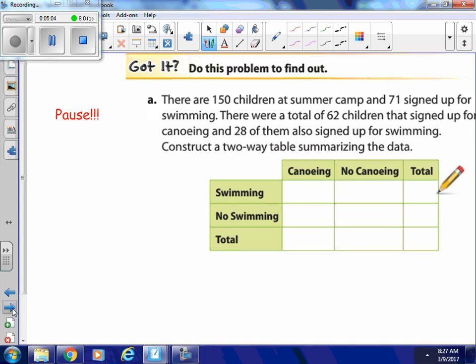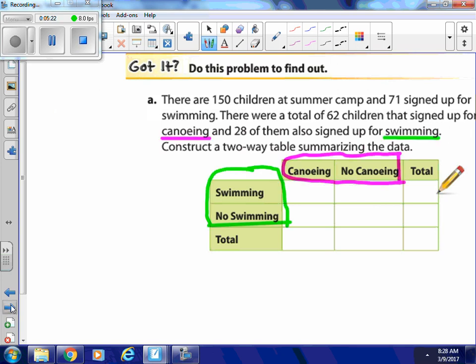Right, we've got 150 children at summer camp and 71 signed up for swimming. There are a total of 62 children that signed up for canoeing and 28 of them also signed up for swimming. And it's a good thing we're constructing a two-way table to summarize the data because it's hard to keep track of it all. So what do we have? Our two categories, canoeing and swimming. Of course, you can canoe or not canoe, and you can swim or not swim.